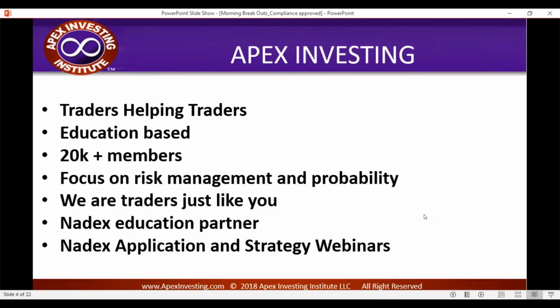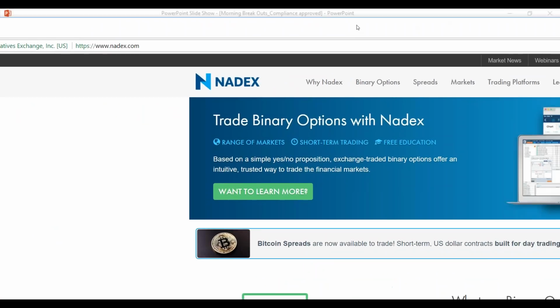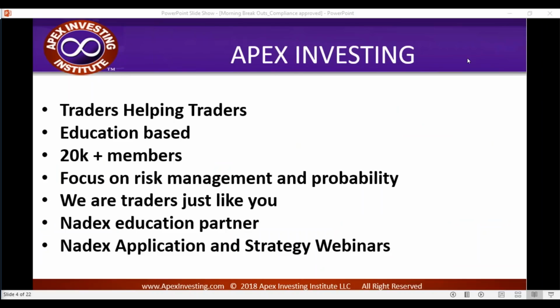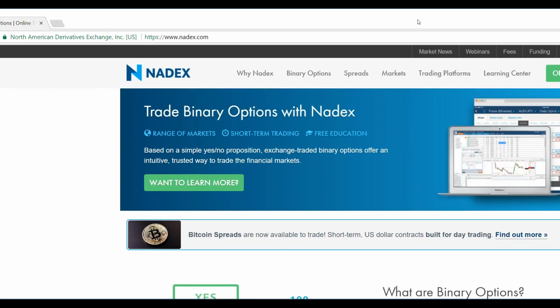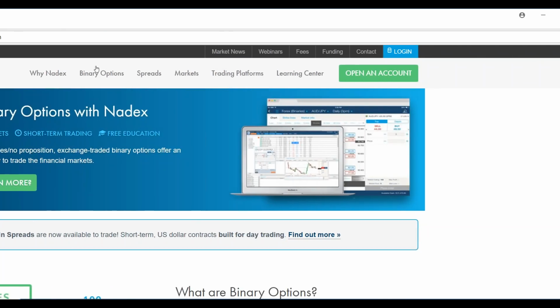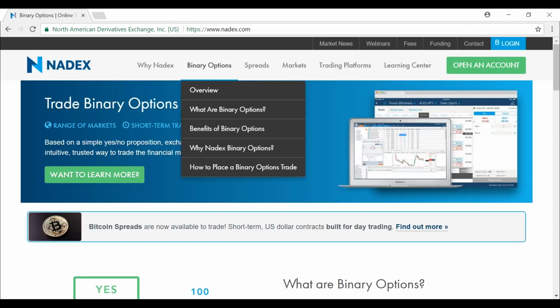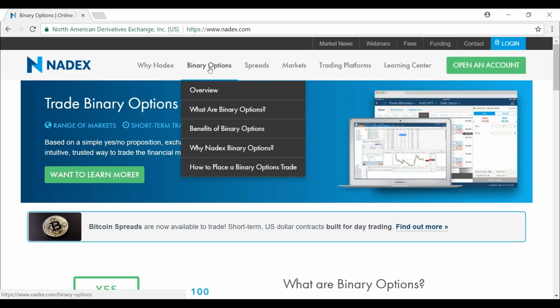So, speaking of Nadex, if you're brand new, let's hop right on over here to nadex.com real quick. Basically, if you're brand new to Nadex, Nadex offers two different products. Give me just a second here. Having a little trouble on my screen here. All right. Basically, Nadex offers two different products, binary options and spread options. And you can go through right here, these two tabs, get some great information about the two different products as far as what they are and how they work.